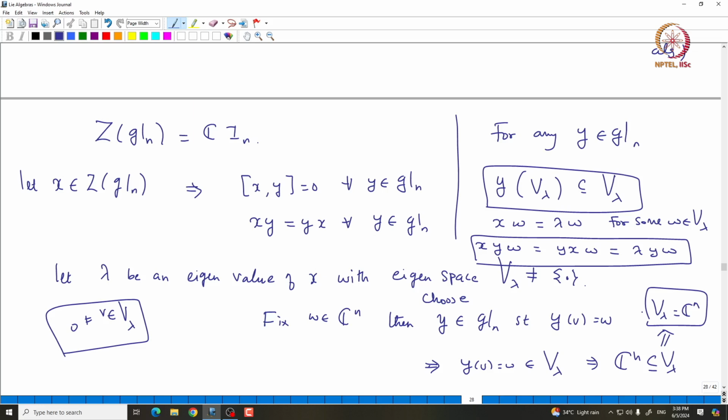So, that means x is acting as lambda on the entire space Cn. So, that means x is exactly lambda times identity. So, that is what we wanted to prove. So, any element inside the center of GLN must be a scalar multiple of identity.